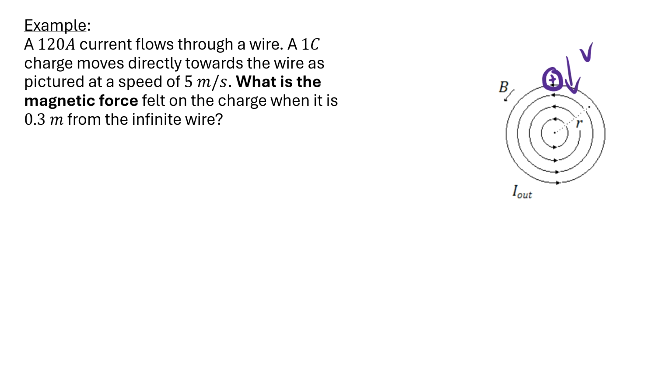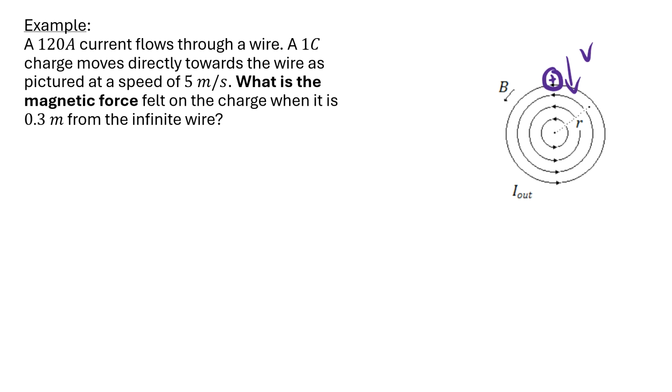Another example here, this one to do with the magnetic field generated by current. So let's read. A 120 amp current flows through a wire. A 1 Coulomb charge moves directly towards the wire as pictured at a speed of 5 meters per second. What is the magnetic force felt on the charge when it is 0.3 meters from the infinite wire?